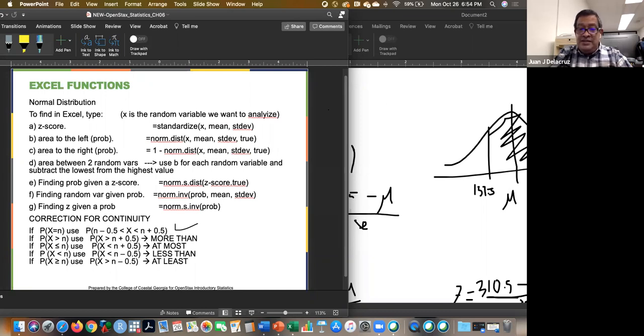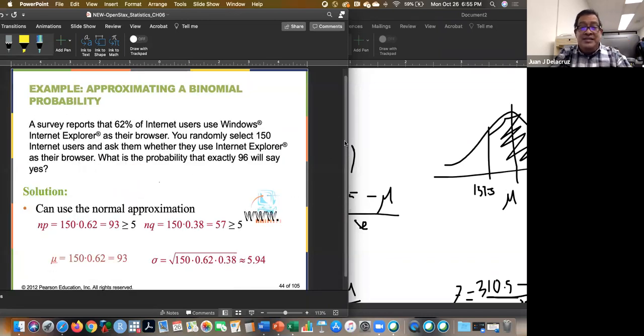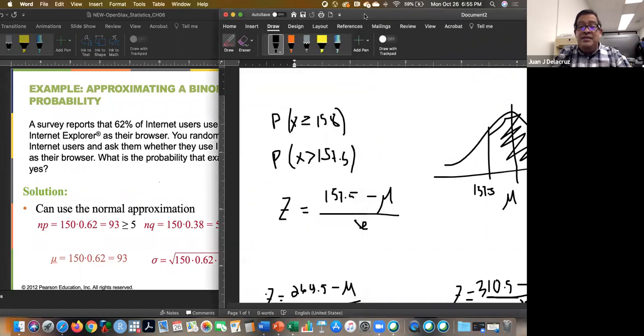So let's do this because we have many cases. I didn't put here the case where we have the value between two random variables, but remember that if you have the value between two random variables, you have to subtract 0.5 to the left and add 0.5 to the right. So what happens when we want to know exactly the value of a random variable? For example, in this case, let me make this smaller.